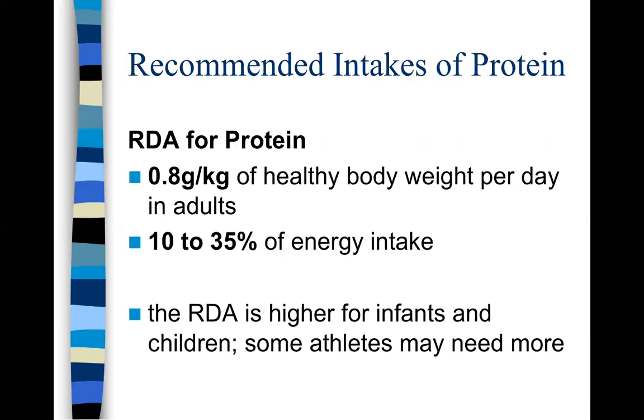Recommended intakes of protein. So the RDA for protein is individualized based on body weight, and it's currently set at 0.8 grams per kilo of healthy body weight. Certain people may need more protein than this, certain people may need less, but in general, 0.8 is our baseline. Athletes may need between like 1.2 to even 2 grams of protein per kilogram per day, depending on their athletic abilities, athletic training schedule, athletic goals, etc.